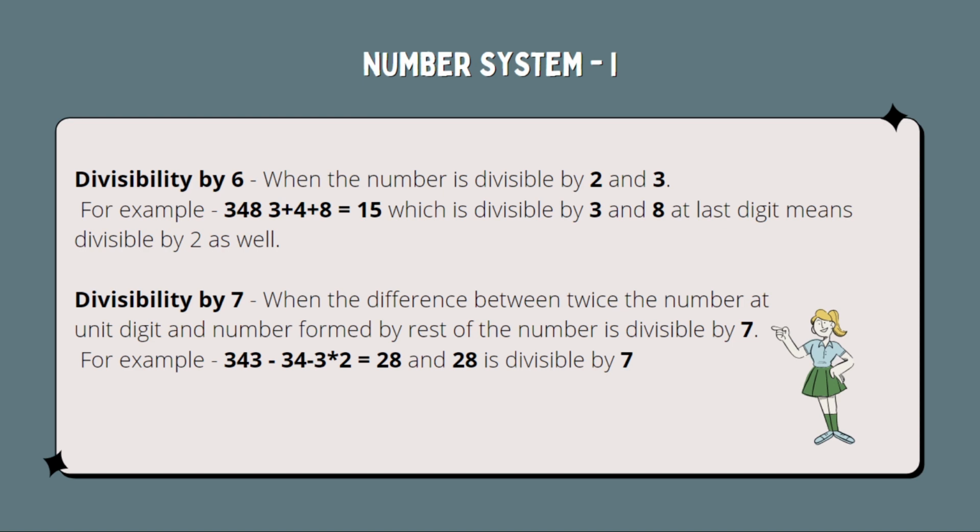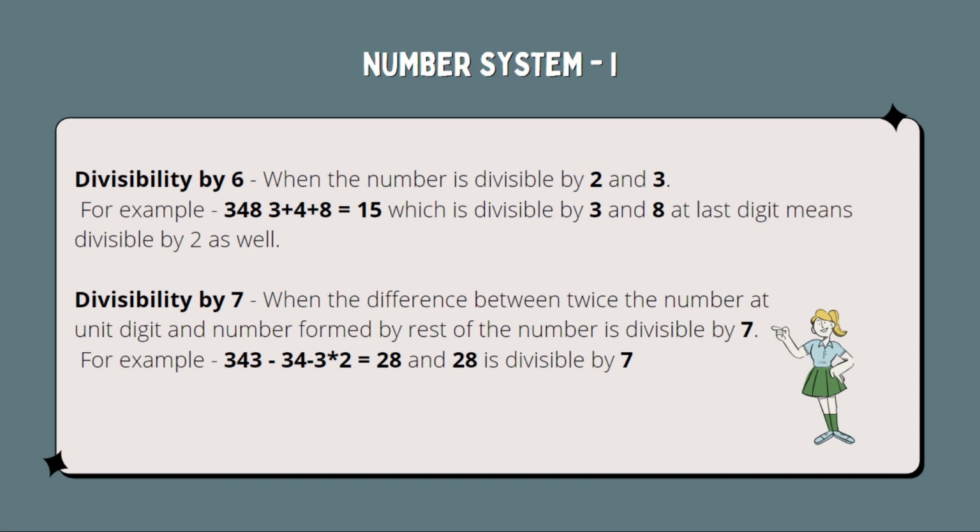So number system, we are going to start with divisibility again. Divisibility by 6. If a number is divisible by 2 and 3, then that number is divisible by 6. You can check the example 348. So we will take all the digits to check the divisibility by 3. 3 plus 4 plus 8 will give you 15, and 15 is divisible by 3. The last unit digit is 8, which is an even number, so it is divisible by 2. So this is correct.